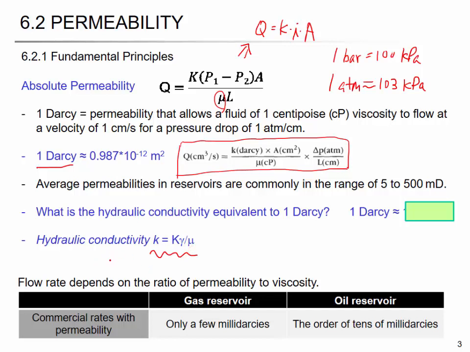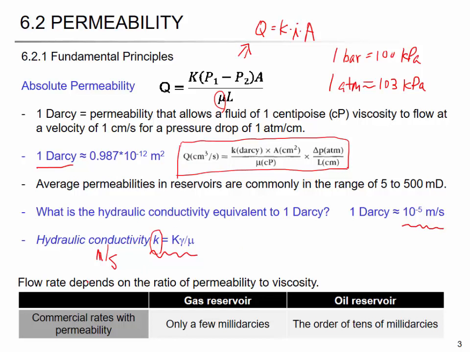So hydraulic conductivity, what's the unit of hydraulic conductivity? Unit? Hydraulic conductivity, what is the unit? Meter per second, right? So it's the same as velocity. So meter per second, the unit of length per time. Okay? So 1 darcy is about 10 to the minus 4 meter per second. Just for reference.